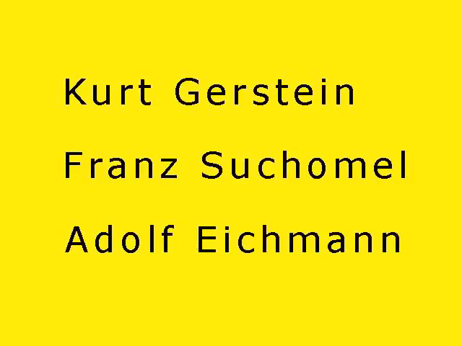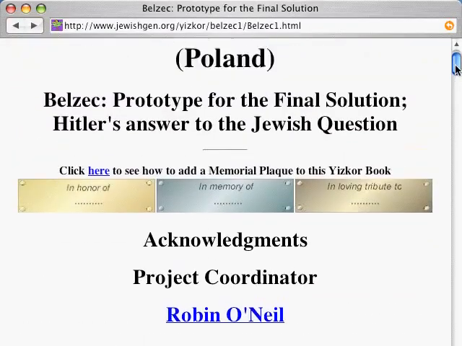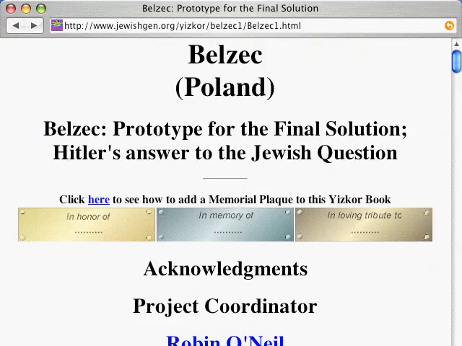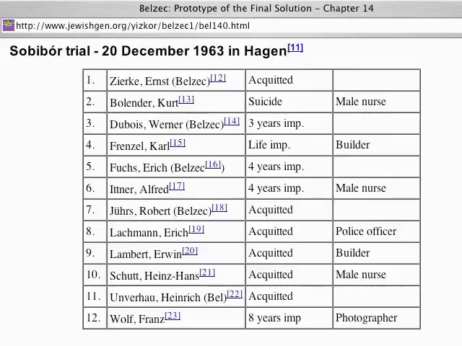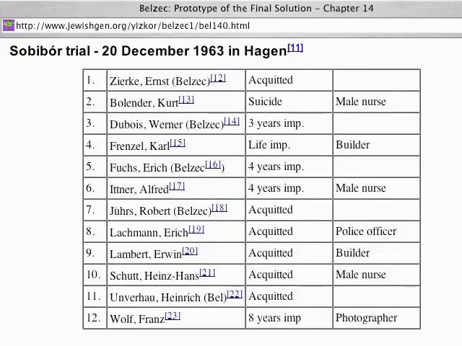A final thing worth noting is the occupations of the Germans in the camps. Here is a book on Belzec by Robin O'Neill, found on the web. In Chapter 14, he gives tables of the people tried in the Sobibor trial and the Treblinka trial. He lists their occupations. Ask yourself if the occupations make more sense for a death camp or for a disinfection camp. Male nurse, male nurse, male nurse. Death camp or disinfection camp?